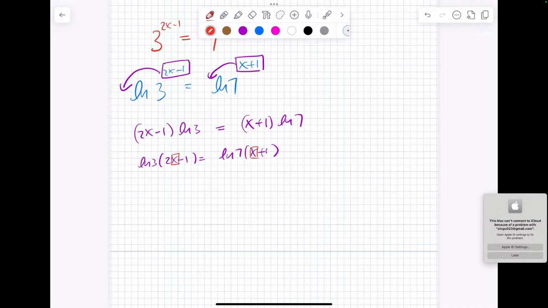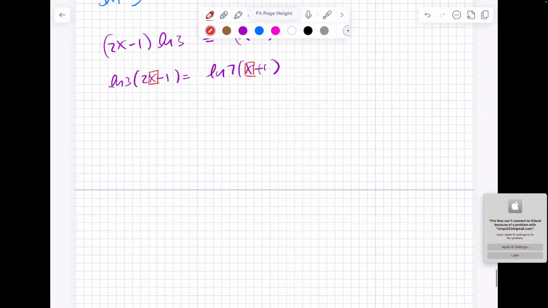We have talked about before, when something is inside a parenthesis, we have to distribute it. Now, be careful how you distribute. So if I distribute this, be careful. It's going to be 2 ln of 3 times x, like this. Because 2 is going to be in front of ln of 3, and this one's minus ln of 3. Is that okay?